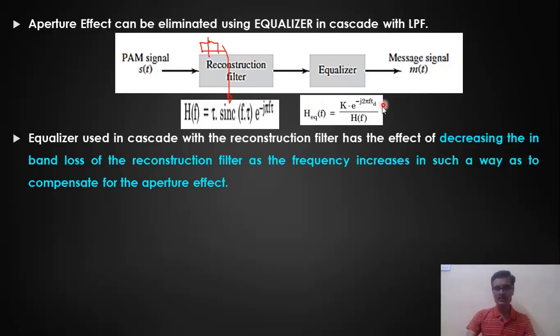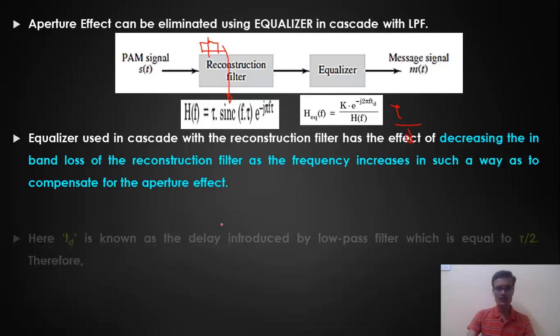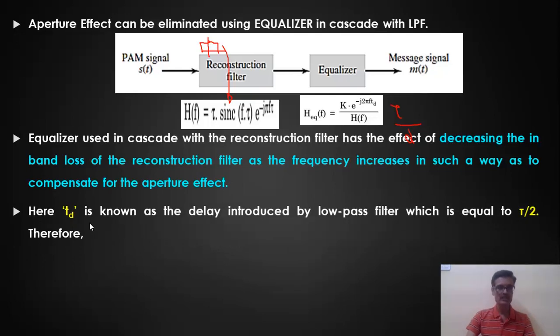Here K is a constant and TD is the time delay offered by the filter. The time taken by the filter to pass the signal from input to output is a delay time, and this delay time should always be equal to tau by 2, half of tau. As I told you, TD is the delay introduced by the low pass filter, which should be equal to tau by 2.